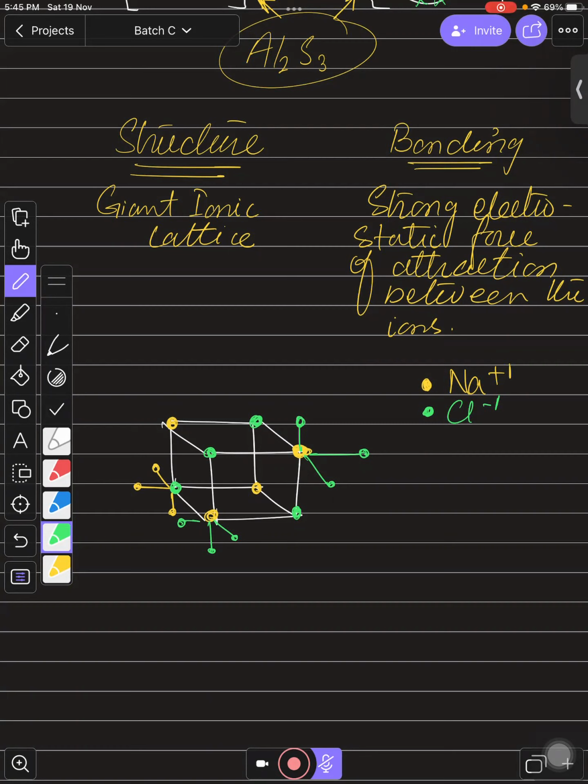एक positive के साथ 6 negative और 6 negative के साथ फिर 36 positive, फिर 36 positive के साथ वो 216 negative. तो आप सोच सकते हैं कि कितना giant ionic structure ये होने वाला है. That is why they have high melting and boiling point.